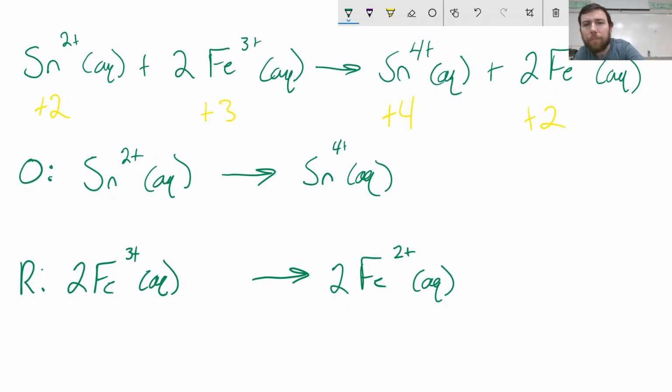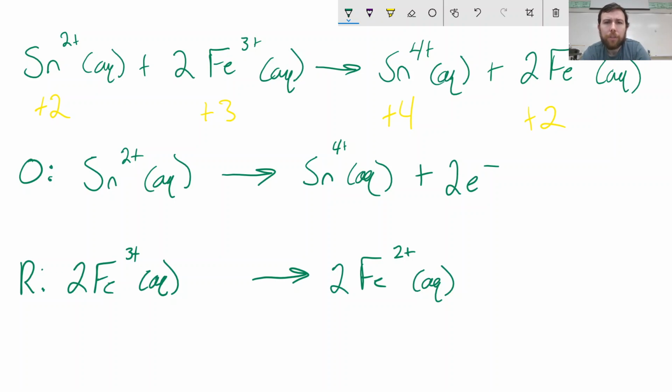So it went from Sn2+ to Sn4+. That means the Sn2+ lost 2 additional electrons. That's what makes the charges on the two sides equal, right? This is a 2+ charge over here, and adding those 2 electrons makes a 2+ charge over here. All right.